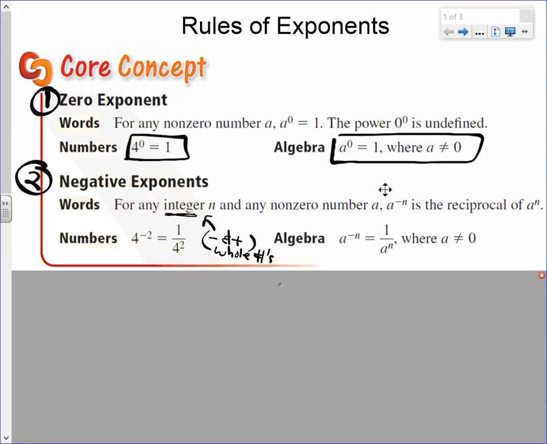So this rule is saying, look, you have an integer, n, and any non-zero number a, a to the negative n power is the reciprocal of a to the positive n power. What the heck does that mean? I'll explain. Just write it down.